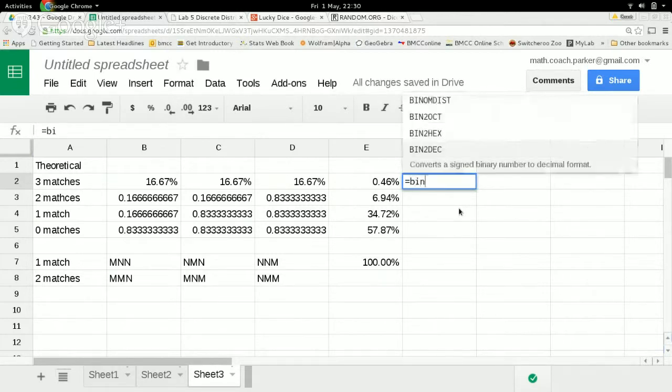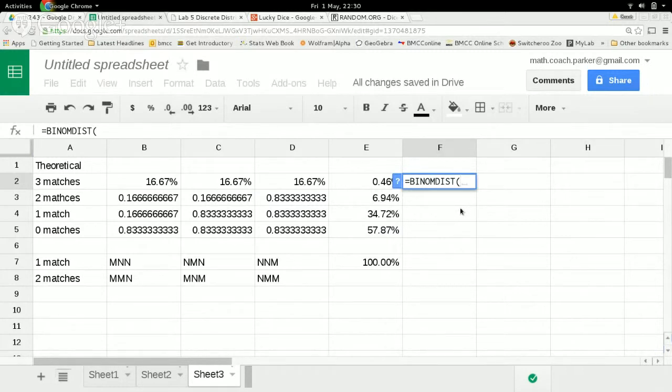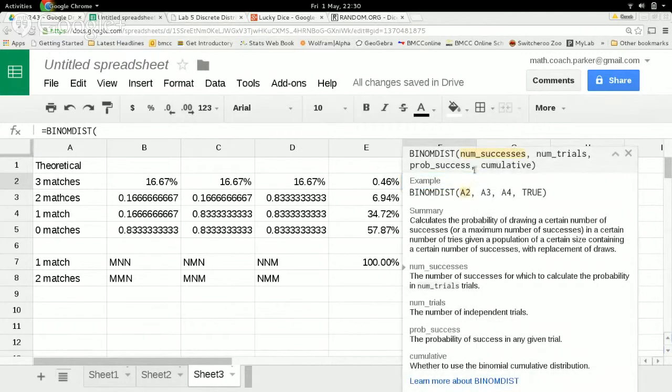Most spreadsheets have a binomial formula. They usually start with binom. In Google Sheets, it's binom dist. In Excel, it's binom dot dist. And so I bring up that formula, and then that formula is going to ask me for some information. It says, what's the number of successes? Well, the number of successes is the number of matches that I find. And then it's going to ask for the number of trials. Well, the number of trials is how many dice I'm rolling. I'm rolling 3 dice. And the probability of success here is the probability of success on any one of those.